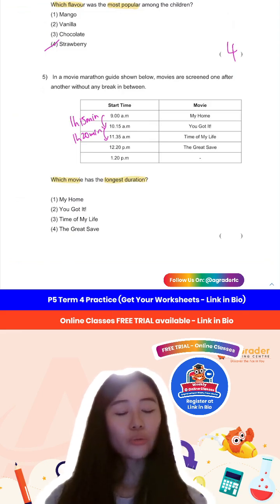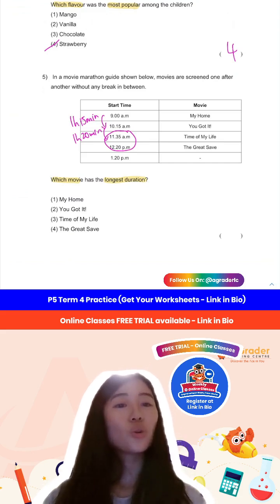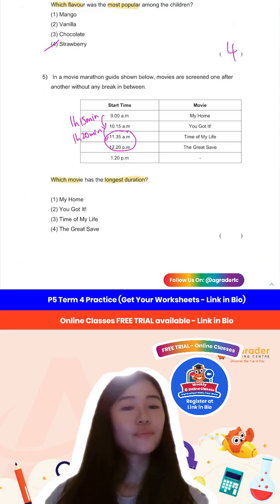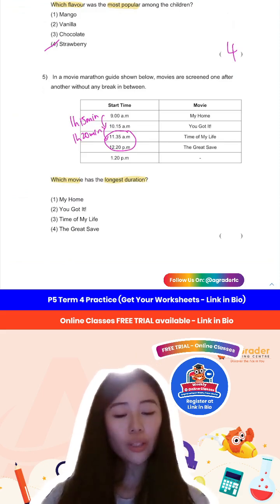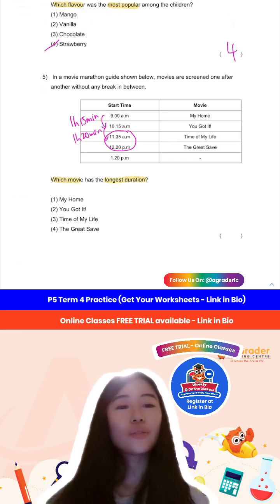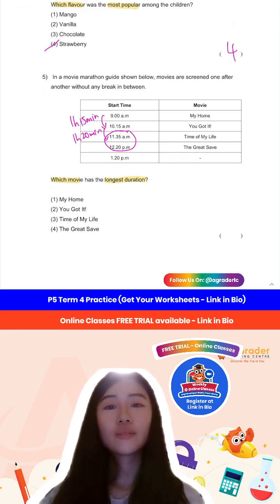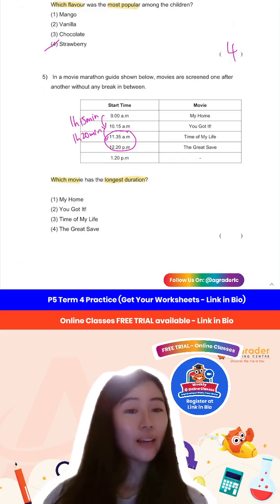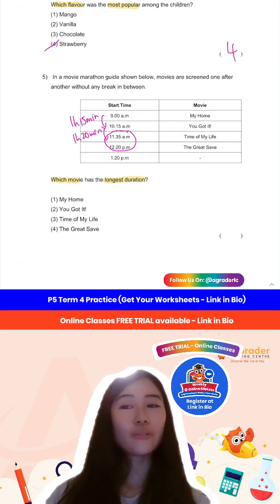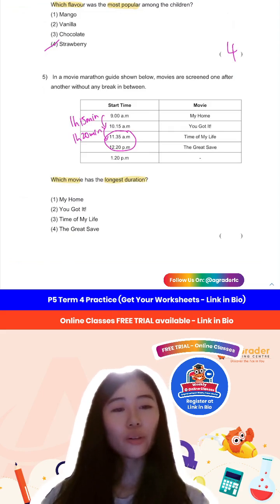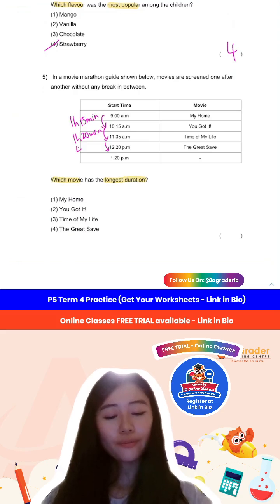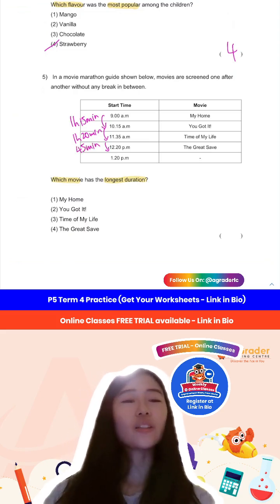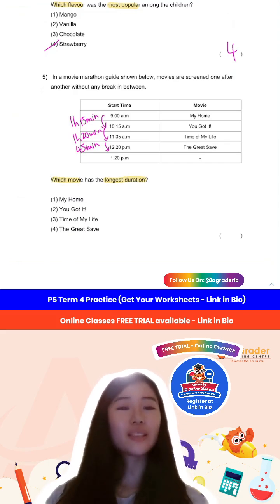Then your third movie is Time of My Life. Time of My Life is from 11:35 to 12:20. So how long is that? Flying Goddess, are you sure it's 50 minutes? 55 minutes? Okay, B says it's 45 minutes. Rayen also says 45. Apple user says 45. Okay, this one is 45 minutes. So this movie is very short. Time of My Life is only 45 minutes.